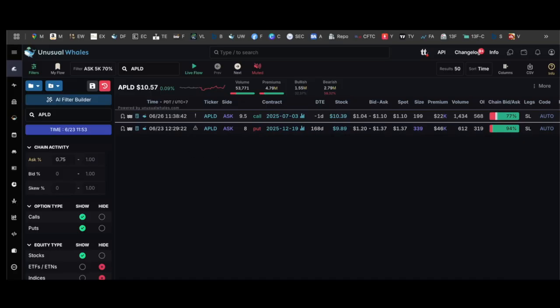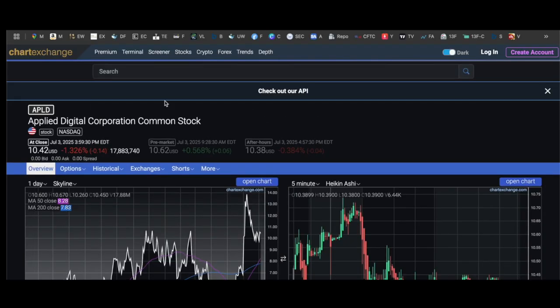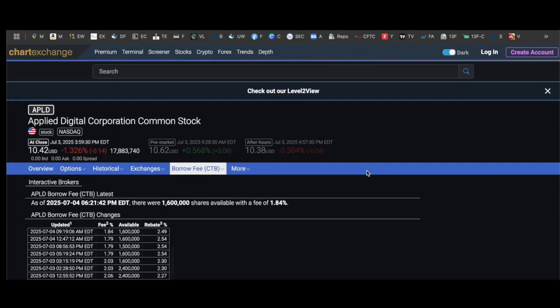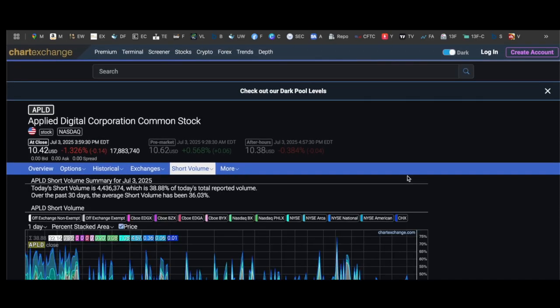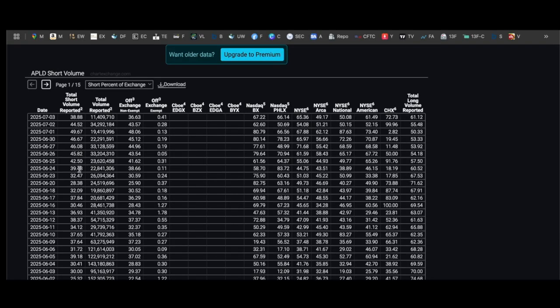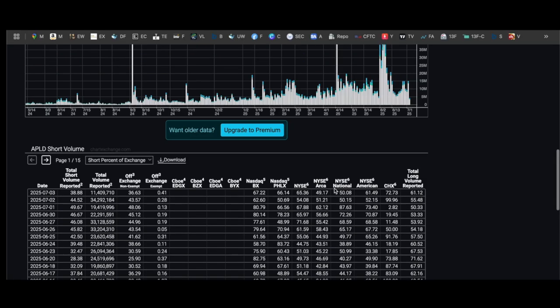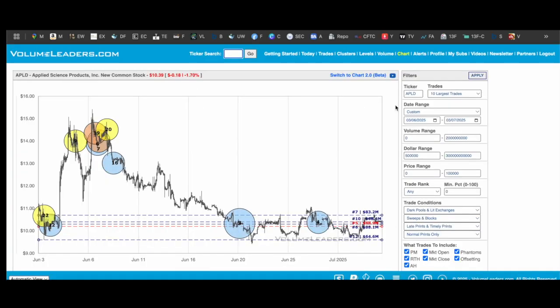In terms of short volume, let's take a look at this one just to have an idea. There's plenty of shares available to short if you want to borrow it. In terms of daily short volume, it did spike a little bit throughout this time, but it's not crazy.